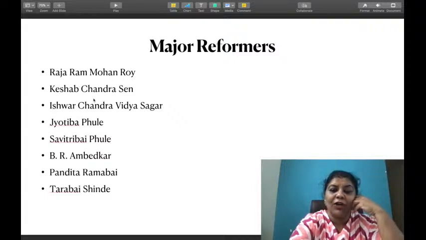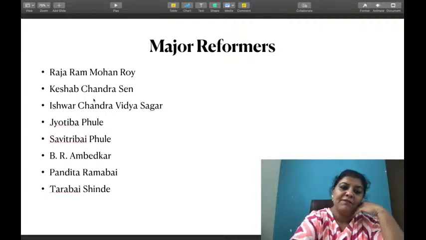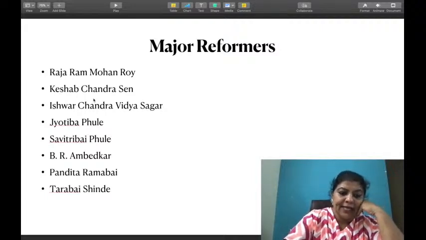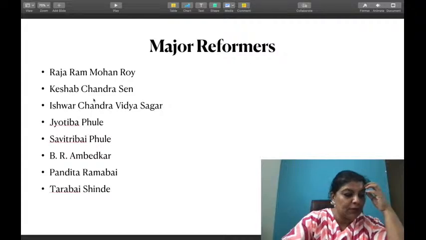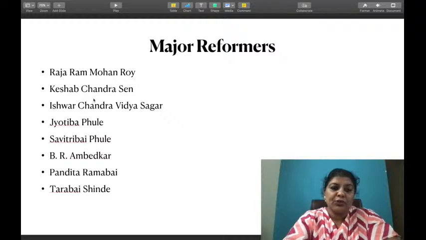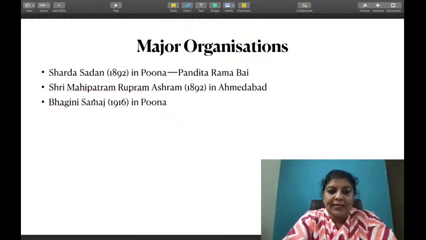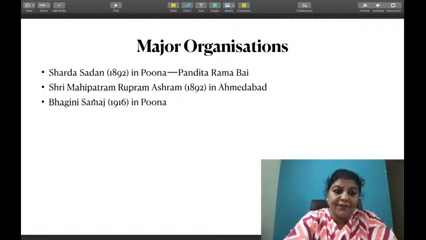So, what is morality and how does it oppress women, which is a very contemporary idea. That is what Tarabai Shinde has talked about in Stri Purush Tulana. So these were very major reformers of this time. And Tarabai Shinde started an organization for Hindu widows, child widows called Sharda Sadan in Pune.